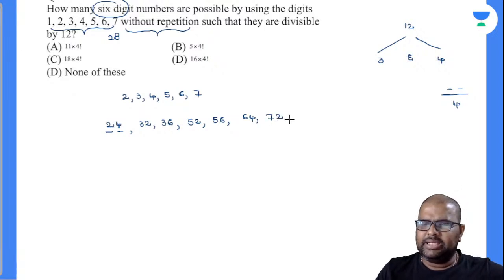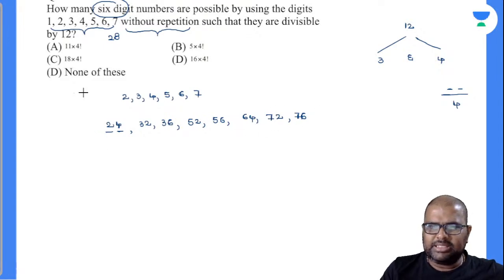Am I right or wrong? Is it 76? Yes, perfectly. 76. How many numbers did you get? 1, 2, 3, 4, 5, 6, 7, 8. Now these are the first four numbers there because I have to frame a 6-digit number.